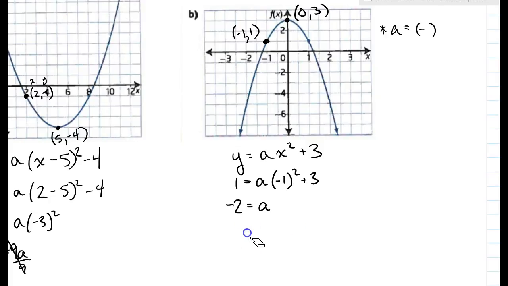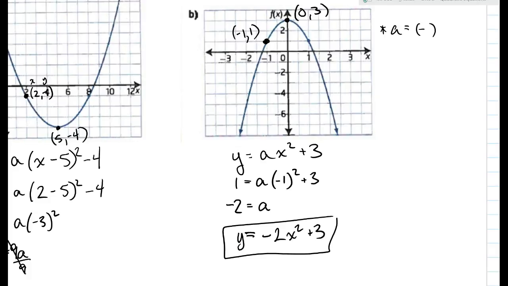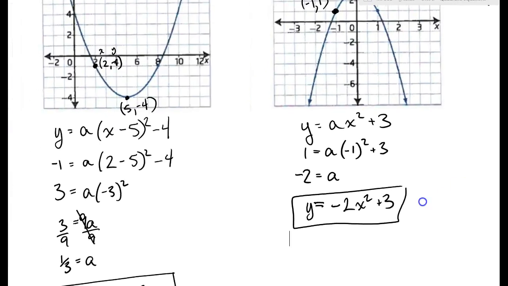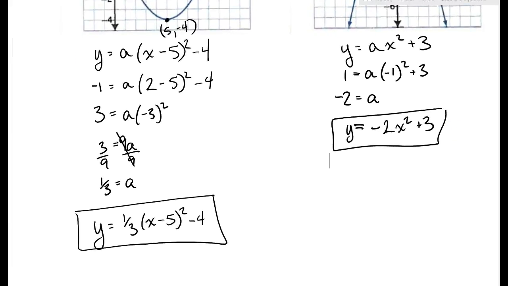Sorry, I'm having troubles with my stylus still. Y equals -2x squared plus 3. There. And so that gives us our two equations for those two parabolas.